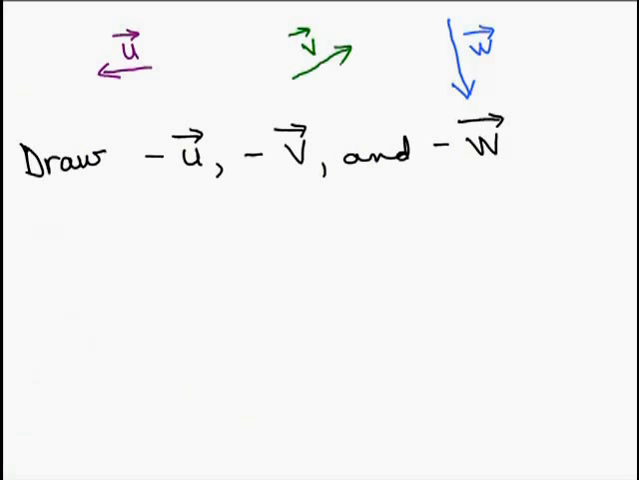So here's the first thing to consider. Let's say we've got 3 vectors, vector u, vector v, and vector w. And I want to draw this vector. Notice there's a minus sign. You can think of this as the negative of vector u, negative of vector v, and the negative of vector w. You might call that minus u, etc. So how do you think you would do that?